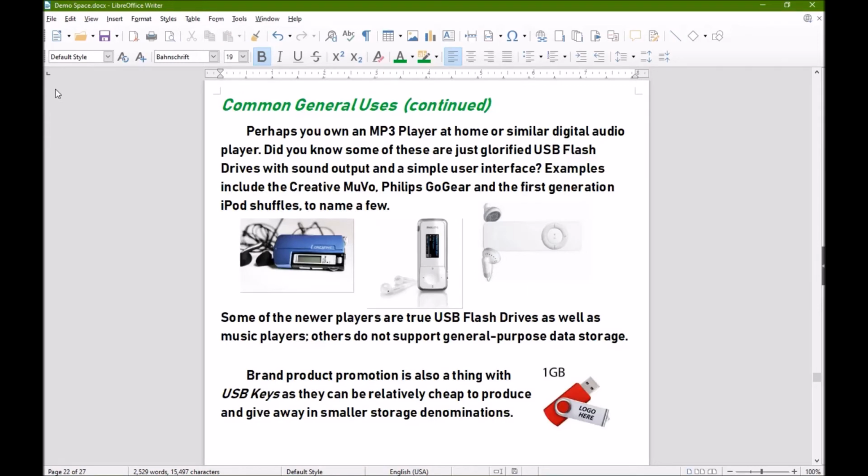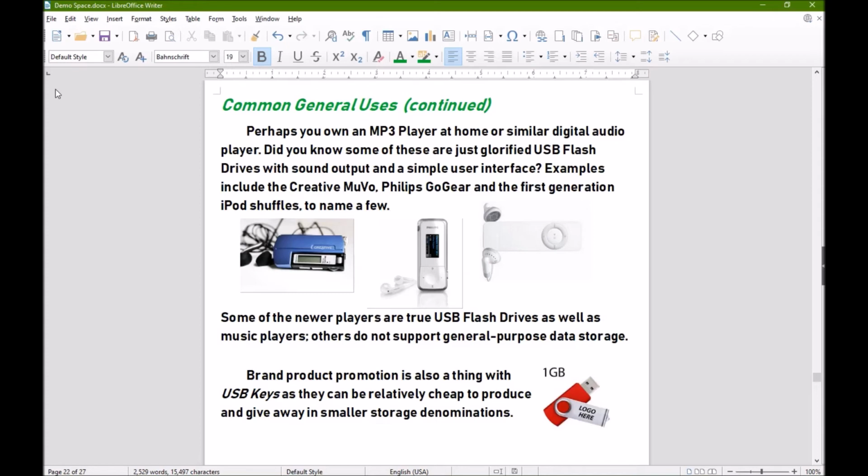Perhaps you own an MP3 player at home or similar digital audio player. Did you know some of these are just glorified USB flash drives with sound output and a simple user interface? Examples include the Creative Muvo, Philips GoGear, and the first generation iPod Shuffles, just to name a few. Some of the newer players are true USB flash drives, as well as music players. Others do not support general-purpose data storage.